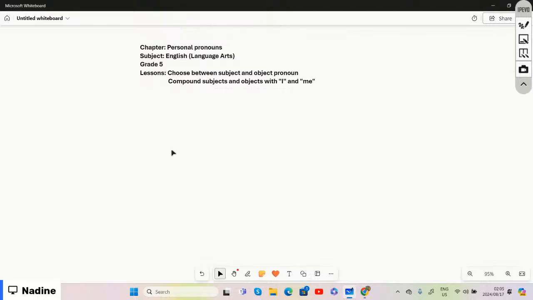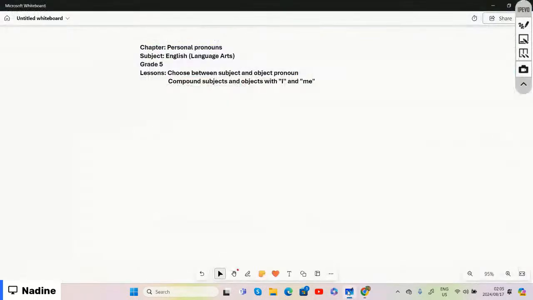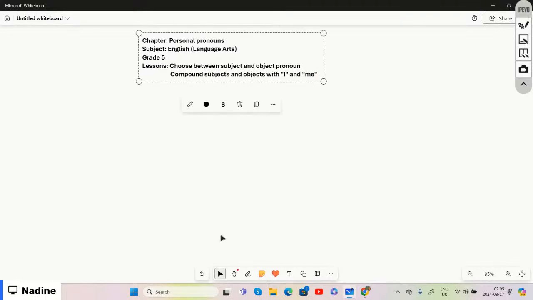Okay, all right. Our chapter is personal pronouns. Our subject is English language arts, grade 5. Our lessons are where we choose between subject and object pronoun, and compound subjects and objects with I and me.